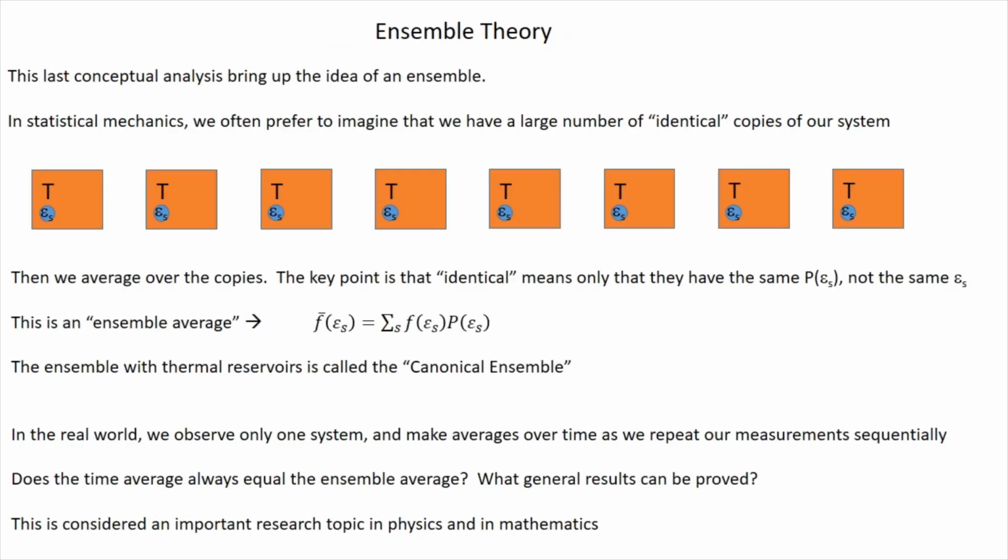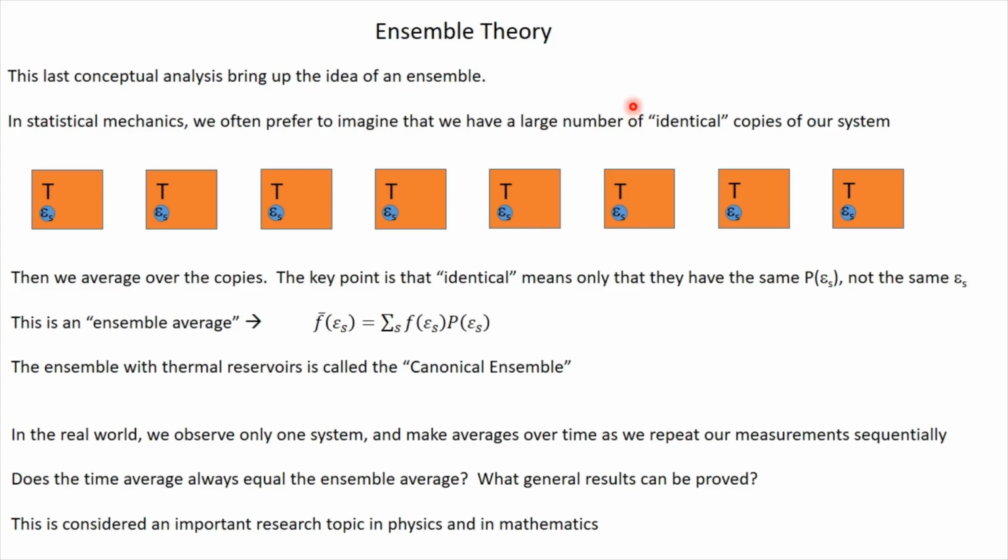So this last idea leads us into an advanced topic that I want to mention, primarily for the reason of establishing vocabulary, and that's ensemble theory. Ensemble theory is the idea that what we're doing when we're taking those averages using the Boltzmann probability is we're imagining that we have a large number of copies of the system that we're working with.